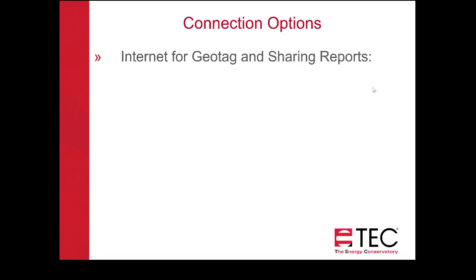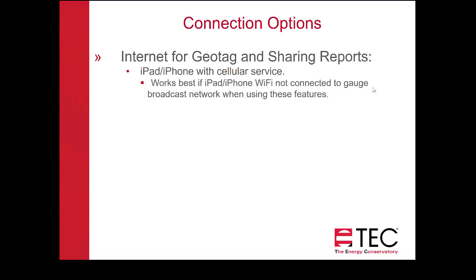Next, we'll talk a little bit more about connection options to connect to the internet for geotagging or sharing reports. If you've got an iPad or an iPhone with cellular service, you can connect to the internet that way. It works best if the iPad or iPhone Wi-Fi is not connected to the gauge broadcast network when using these features. So that's one thing to keep in mind.